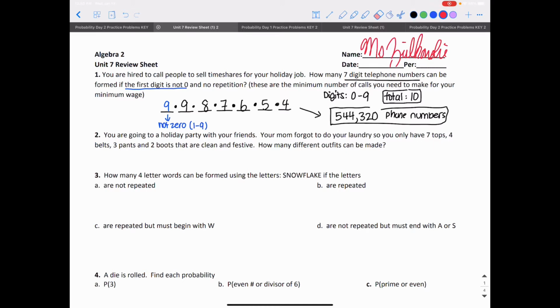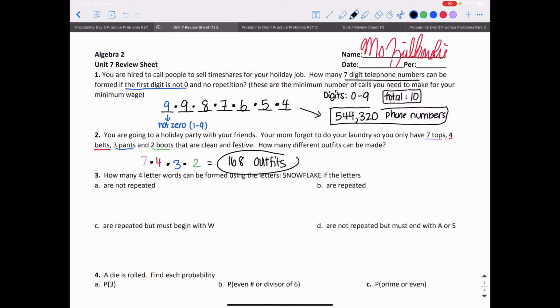So I have 1, 2, 3, and 4, 4 different categories here. If I want to find the outfits of putting those 4 categories together, I'm going to take 7 tops, 4 belts, 3 pants, 2 boots, and I'm going to multiply these options together to look at how many possible outfits there are when I collect these things, and that is 7 times 4 times 3 times 2 is 168 outfits.